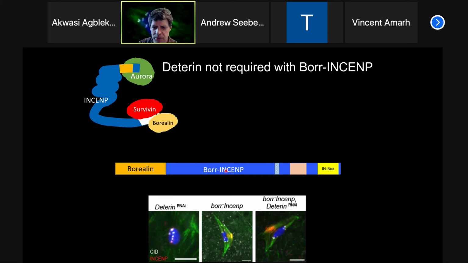So when we fused borealin to INCENP and we removed the other subunit, deterrin or survivin, by RNAi, you still got a bipolar spindle, shown on the bottom right. So borealin was sufficient, and it seemed that the only role of survivin is to help borealin be recruited to the CPC. But once you fuse borealin to INCENP, you don't really need survivin anymore, except maybe to help stabilize the spindle.